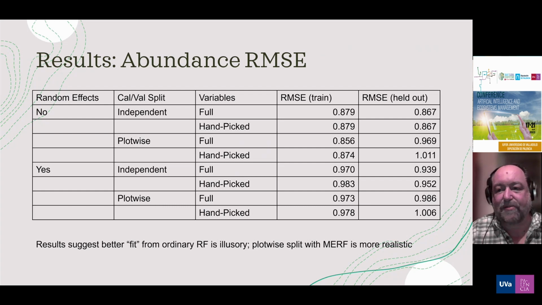In real life, we're going to make predictions on entirely new plots, and that makes the plot-wise cal-val split a little bit more informative. And what we see is, no matter how we model things, once we shift to either a plot-wise cal-val split or a model that includes random effects, the root mean squared error on the held out data jumps up. I think that's a more realistic assessment of the likely prediction error for future data.